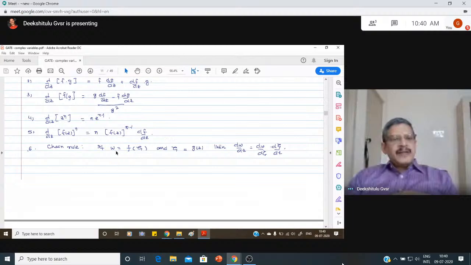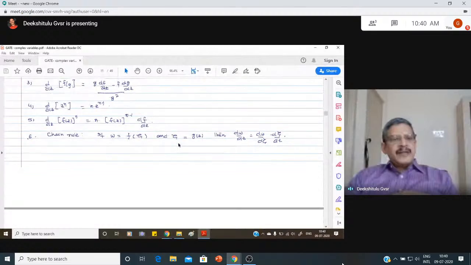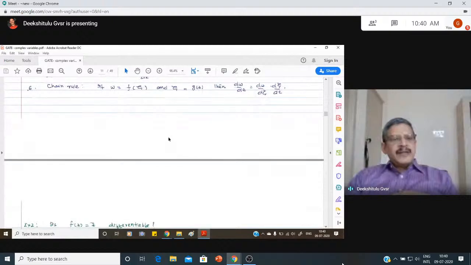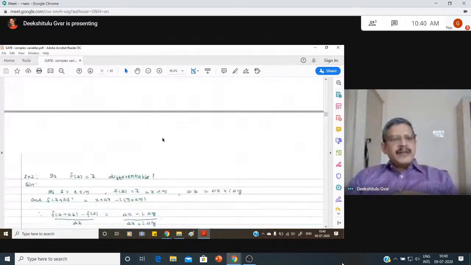Then comes the chain rule. If you have w is equal to f of z and z is g of z, then dw by dz is, because w first is a function of z and z is a function of z, dw by dz into dz by dz. So this is the chain rule. The similar structures we have already seen, similar formulas we have already seen. So it's not a difficult job for you to remember these things.